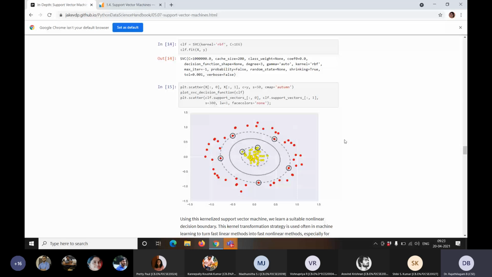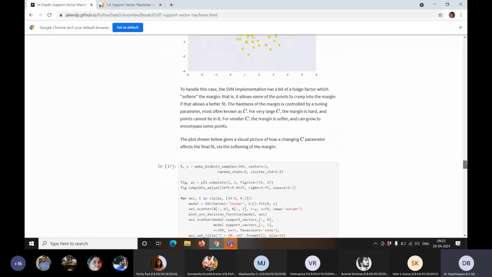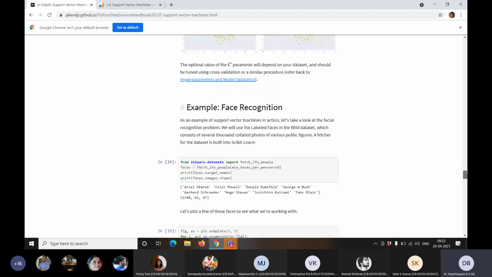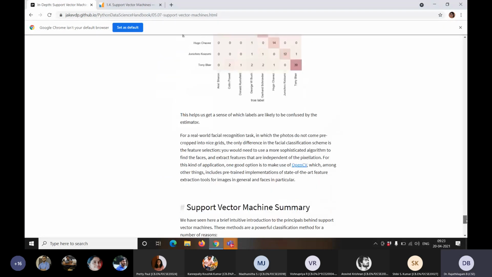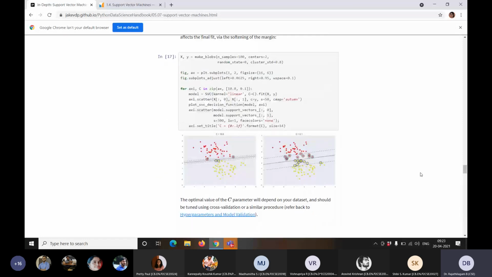So is it possible that you can try this example as the non-linear? Now, how do you tune the margins? So this is about tuning the SVM, and how do you orient the margins, adjusting them for a given data set. So can we try this example? And the final example they've shown is face recognition using support vector machines. So before we start exploring this example, face recognition kind of problems, the data set is faces.